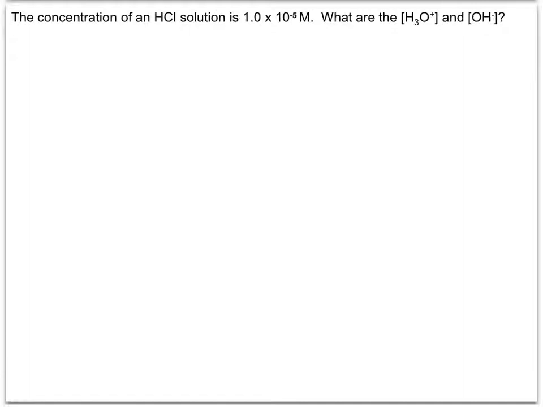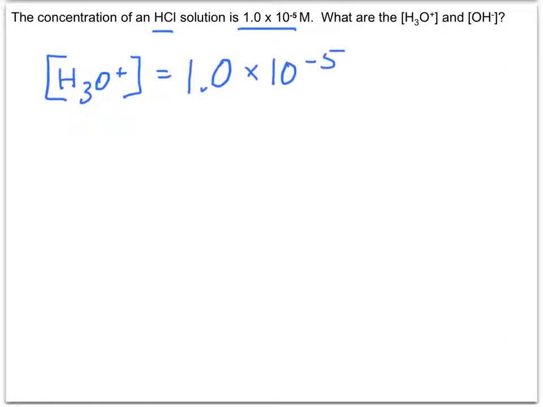This question asks, the concentration of a hydrochloric acid solution is 1.0 times 10 to the negative 5 molar. What are the hydronium ion concentrations and hydroxide ion concentrations? Because this problem is about an acid, this concentration that's stated is the hydronium ion concentration, since the hydronium ion is the acid ion. So one answer is given.